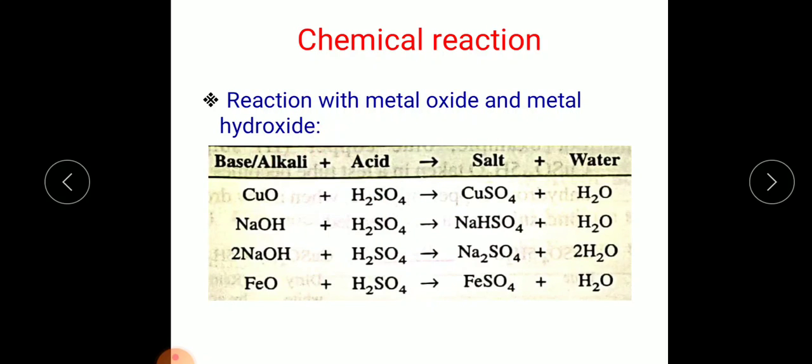Next is chemical reactions with metal oxide and metal hydroxide. What happens when sulfuric acid reacts with metal oxide and metal hydroxide? A base or alkali reacts with acid to form salt and water. Copper oxide and sulfuric acid form the salt copper sulfate and water. Sodium hydroxide and sulfuric acid form sodium bisulfate and water. If you take excess sodium hydroxide, it will form sodium sulfate and water. Similarly, iron oxide reacts with sulfuric acid to form ferrous sulfate and water. This we can also call a neutralization reaction. When a base reacts with an acid, salt and water are produced.